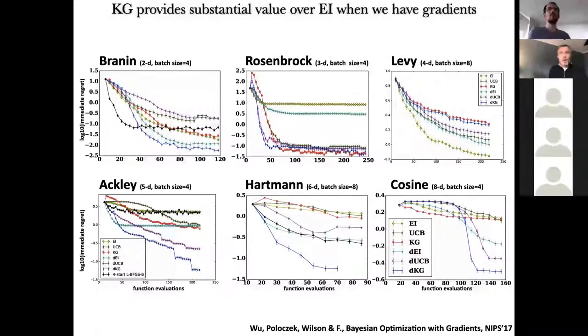Here are some numerical experiments showing you that indeed this produces a lot of value. The knowledge gradient is here in blue, and I'm showing you the base 10 log of the immediate regret on a collection of different problems. You see fairly significant improvements on some of the problems. On the Levy problem, it doesn't work particularly well, but basically it's a method that provides a significant amount of value on a reasonable range of problems.